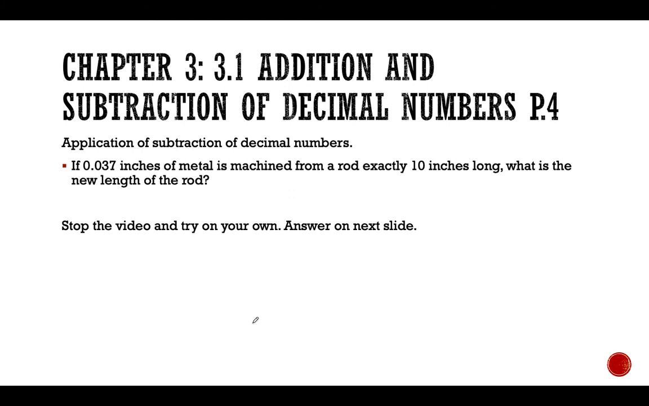Here's another application for you to try on your own. If 0.037 inches of metal is machined from a rod exactly 10 inches long, what is the new length of the rod? So turn off the video, try this on your own, and then go to the next slide and see the answer.